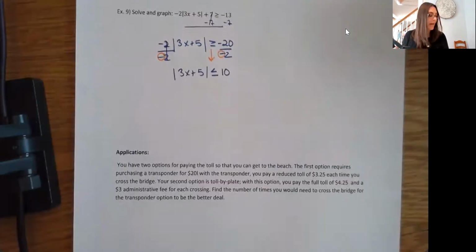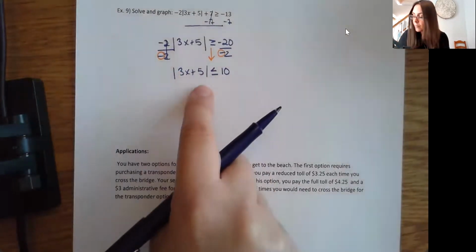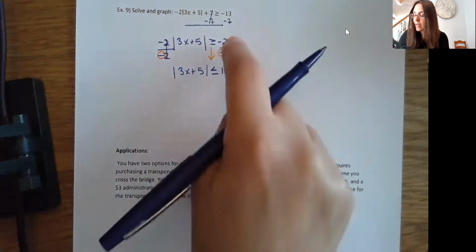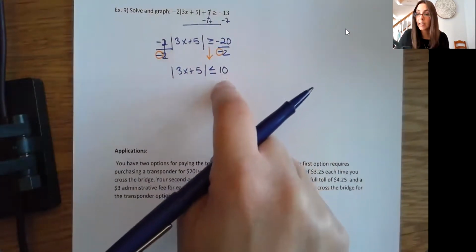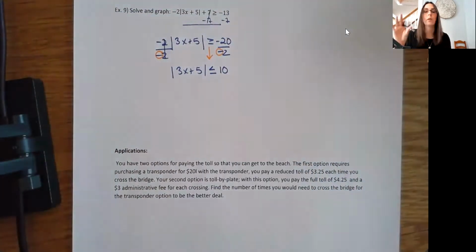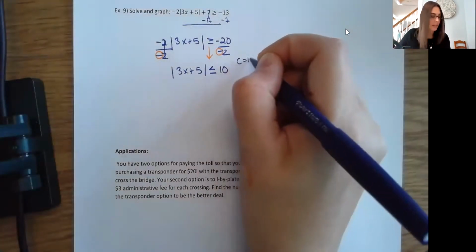Now our absolute value is isolated here. Notice that we flip the sign, but also that our right side is now positive. So we're okay to proceed. So we have the absolute value less than or equal to, in this case, a positive number. So our C is equal to 10 here.